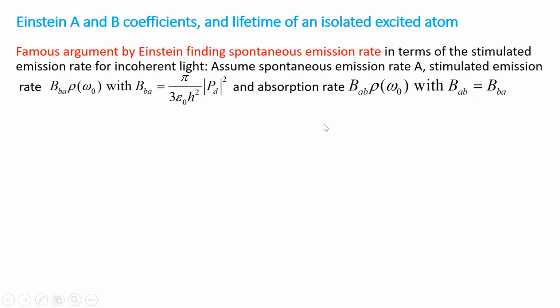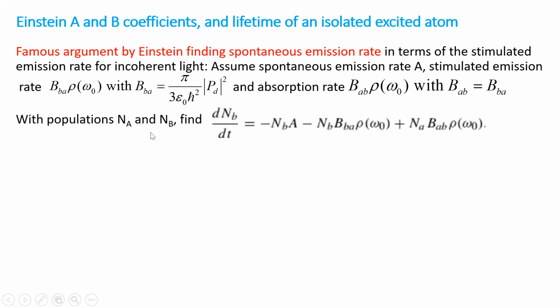Okay, so what Einstein did was he assumed that we had populations: a population N_A of atoms in the lower energy state and a population N_B of atoms in the upper energy state. And he looked and saw what could cause N_B, the excited state population, to change. So that's dN_B/dt. What could cause that N_B to change?